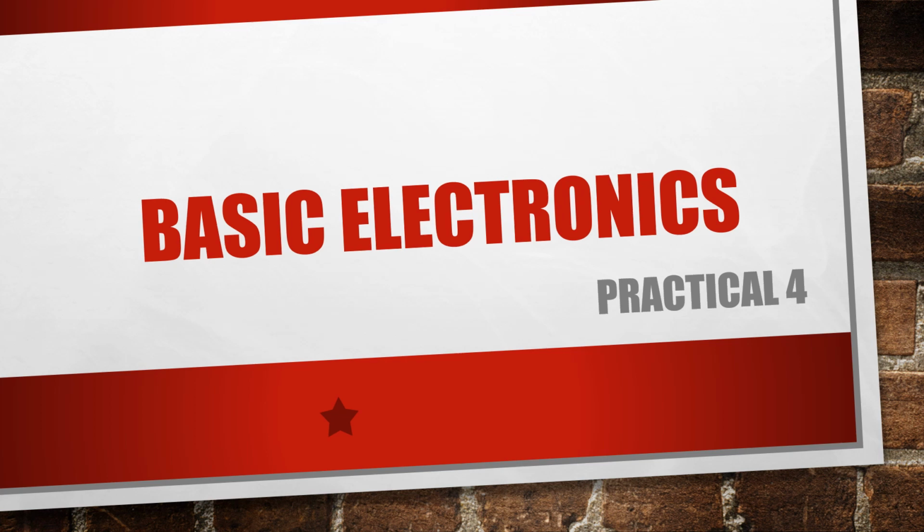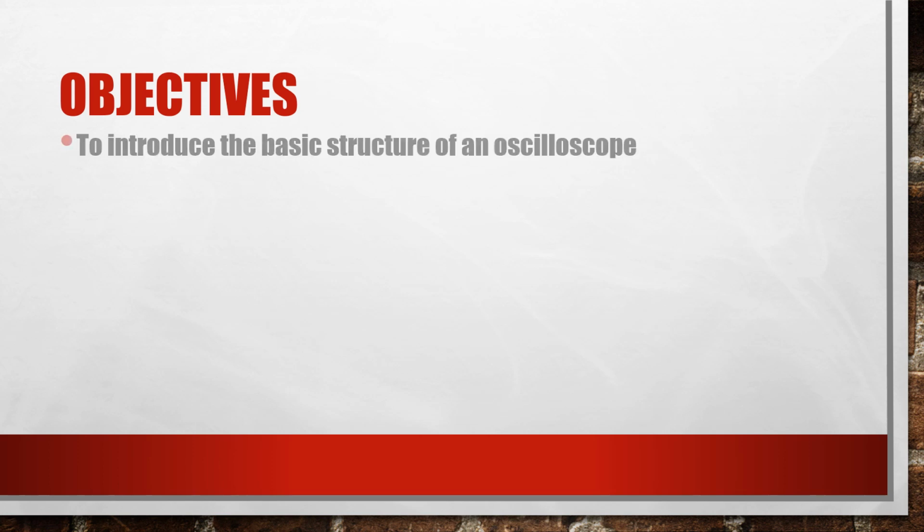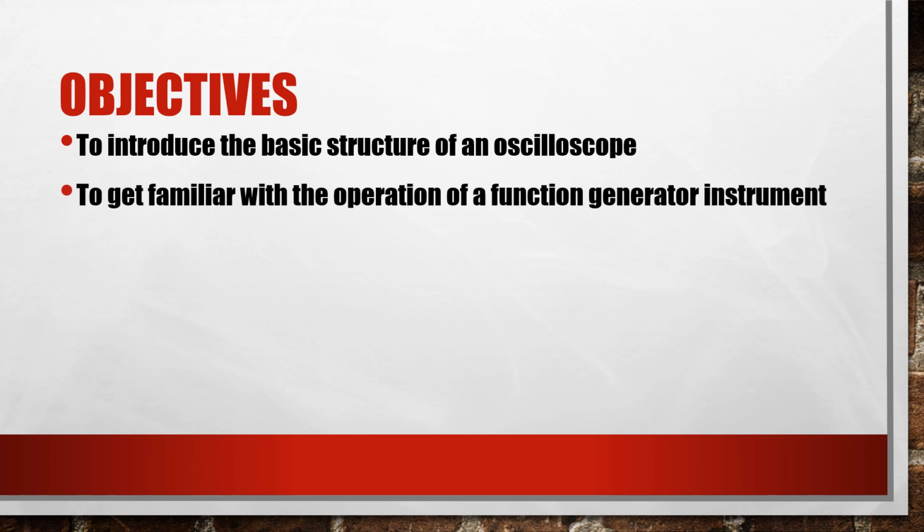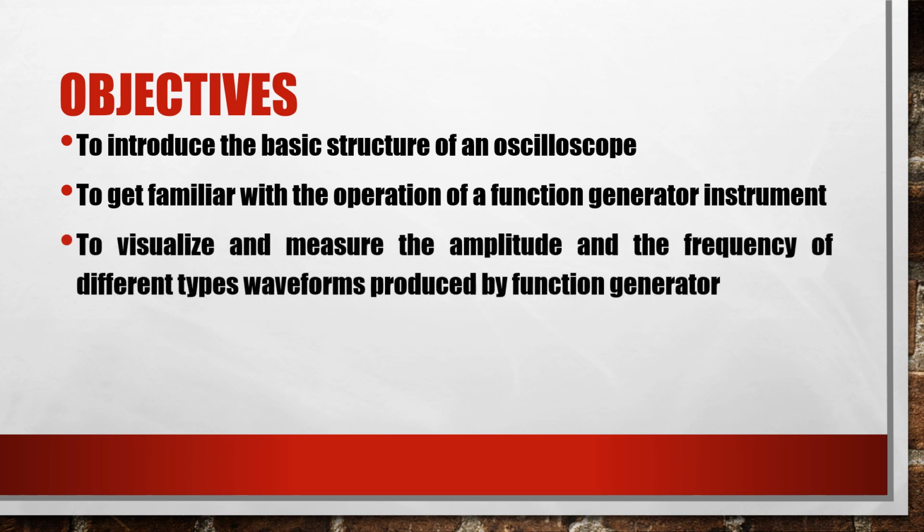This is the fourth practical of Basic Electronics. What are the objectives of this practical? The first objective is to introduce the basic structure of an oscilloscope. The second objective is to get familiar with the operation of a function generator instrument. And the third objective of this practical is to visualize and measure the amplitude and the frequency of different types of waveforms that are produced by function generator.